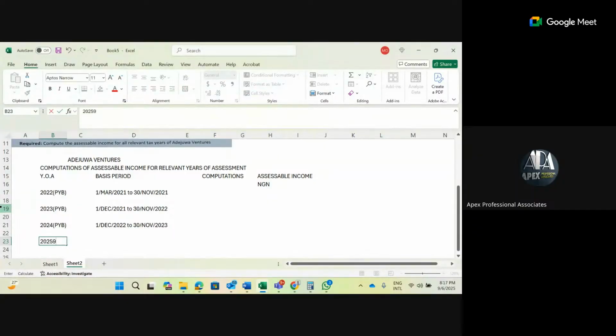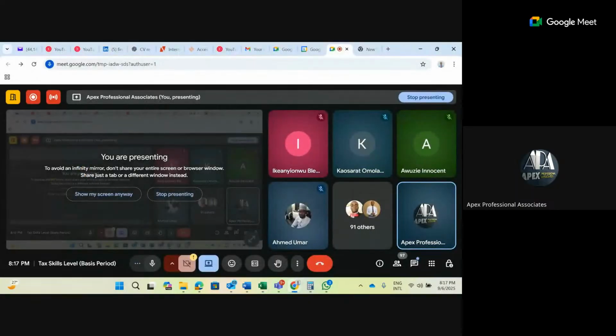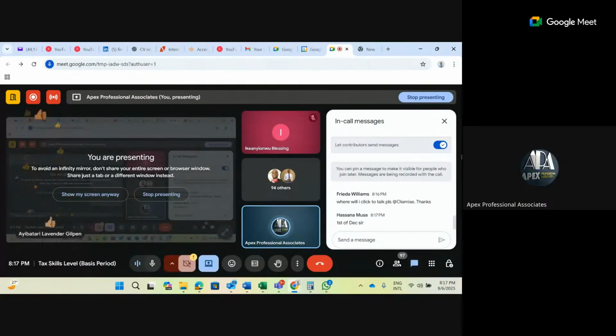2025 year of assessment, which is the last one, is also on PYB, and the assessable profit is from 1st of December 2023 to 30th of November 2024. I hope you all understand this analysis. If you do not understand, let me know. Raise up your hand, or you can just quickly drop a chat.